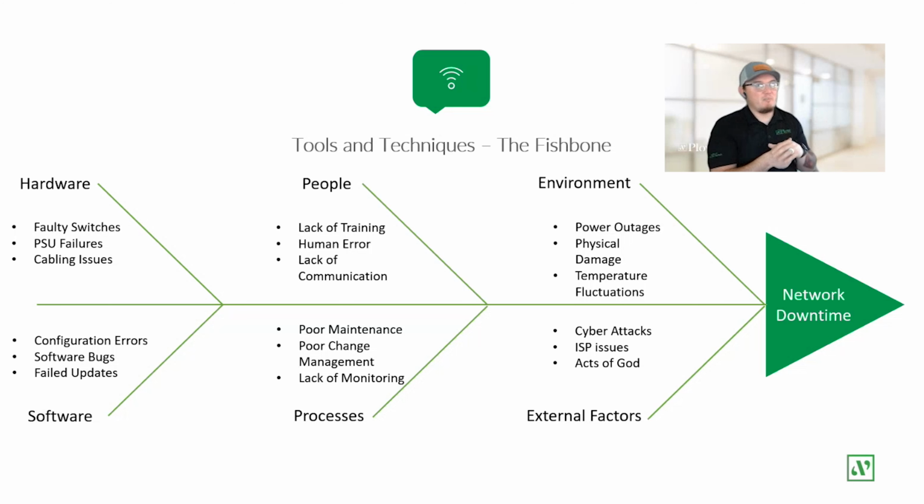Let's look at people. What about people? Lack of training, could be human error. Maybe somebody just messed up a configuration. And as we talked about, it could be a lack of communication. Take environment. Maybe it's a power outage. Maybe it's physical damage to the equipment, to the hardware. Or maybe one that we don't see often is temperature fluctuations. Maybe you have a server room on a production floor with a window AC unit, and that unit has gone out. Temperature rises in that room, equipment starts to shut down, thermal throttling, whatever it may be. That could be a cause of network downtime.